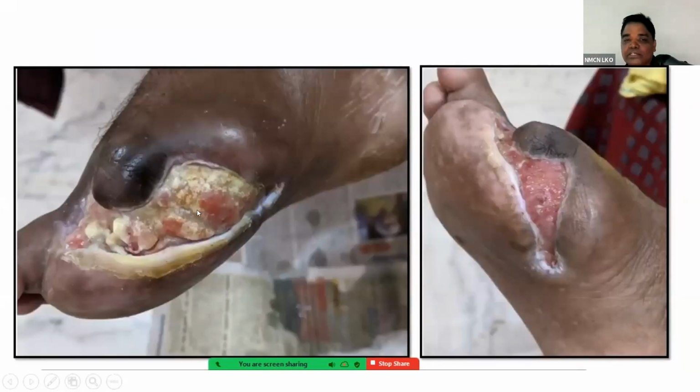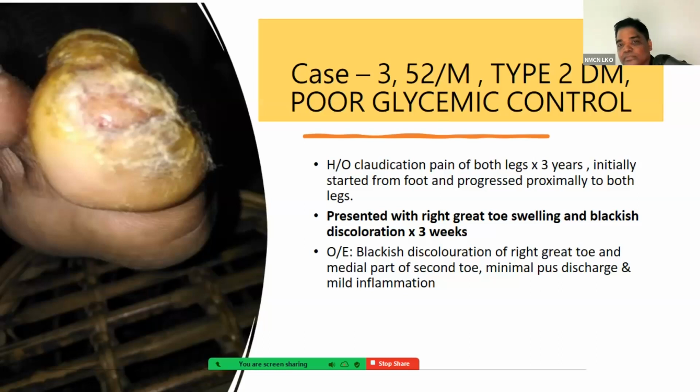So this was his ulcer initially, and you can see that after a few months, there has been significant improvement now. This was another case who presented with a grade 2 swelling and some blackish discoloration on his grade 2 toe with some inflammation.